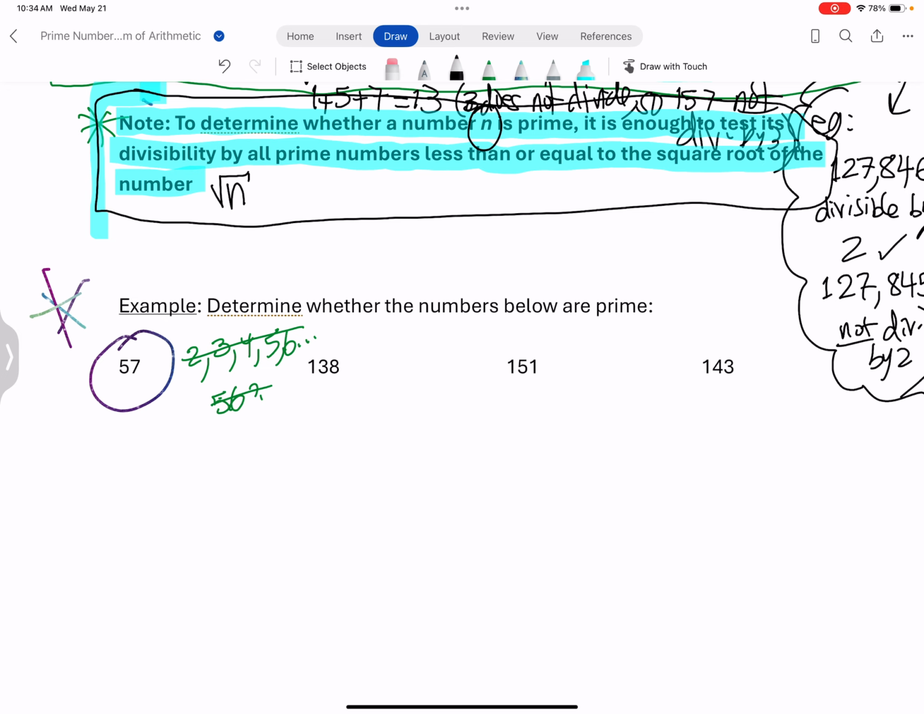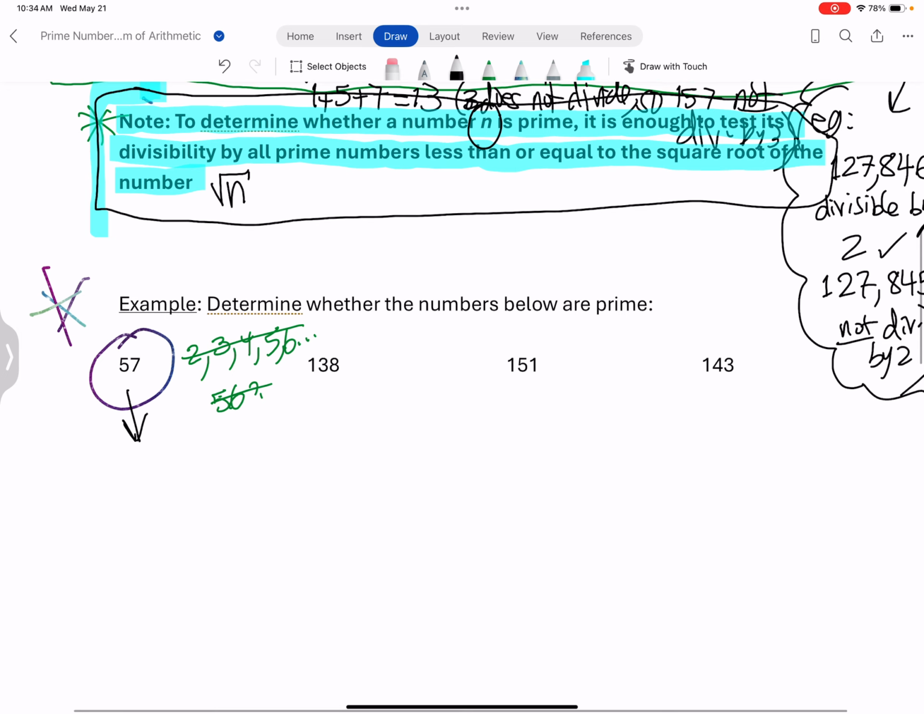So for example, in this one, this number 57, what's the square root of 57? It's kind of like 7 point something. I think 7.8 or 9. So all I have to do is test the divisibility of all the primes less than that.